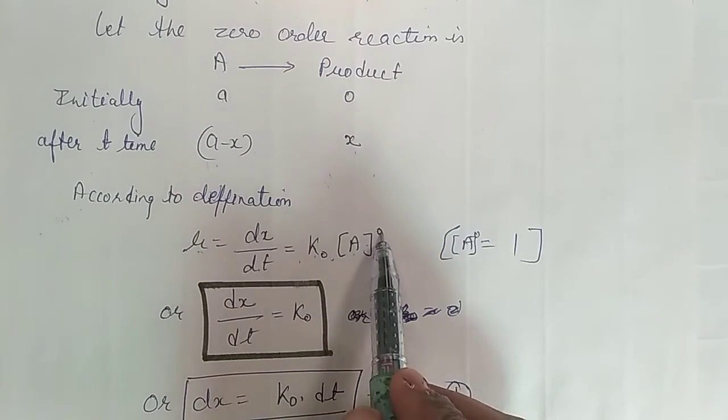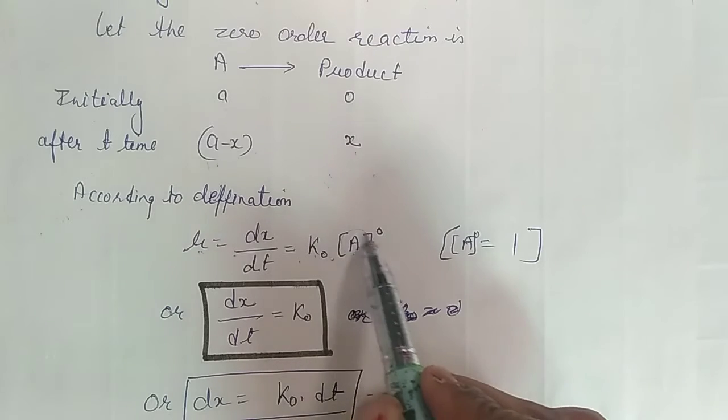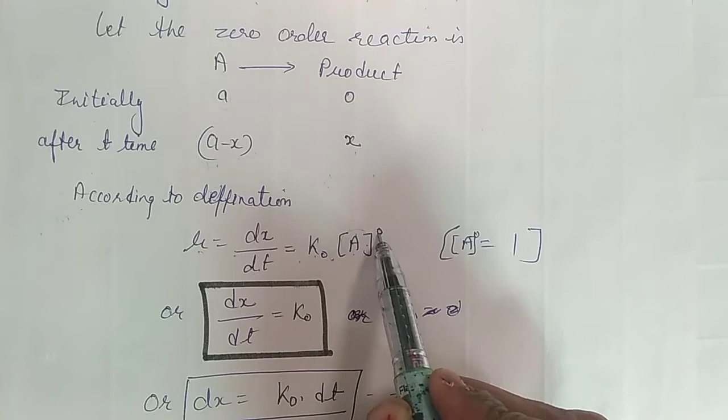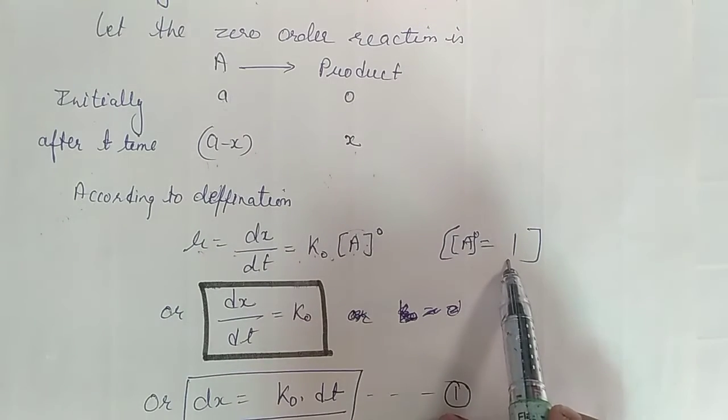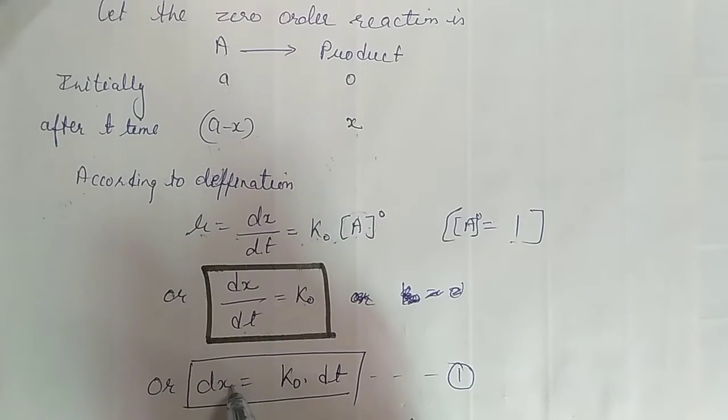A to the power 0, because it is a zero order reaction. But we know that if any value contains the zeroth power, then the value will be 1. So we can say dx upon dt is equal to K0, or we can say dx is equal to K0 dt. This is actually the differential equation of the zeroth order reaction. Now we have to integrate this.